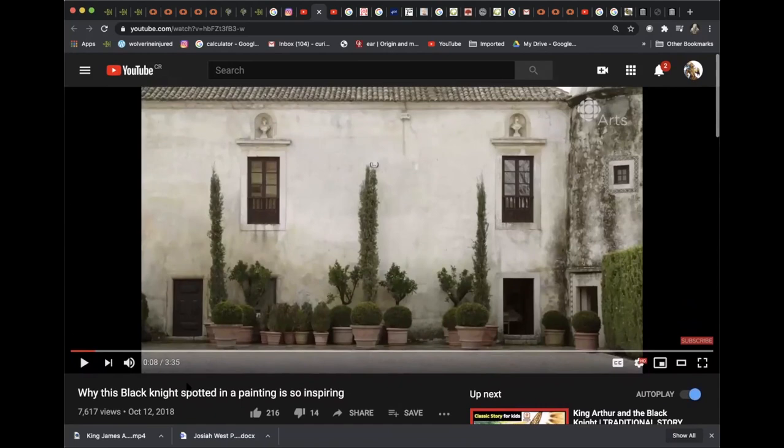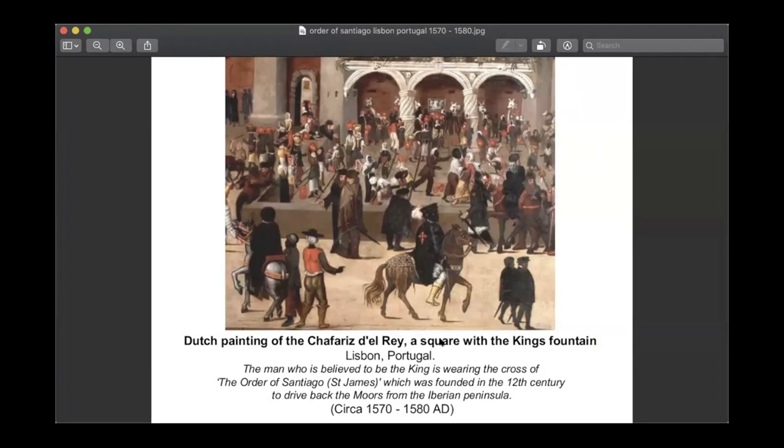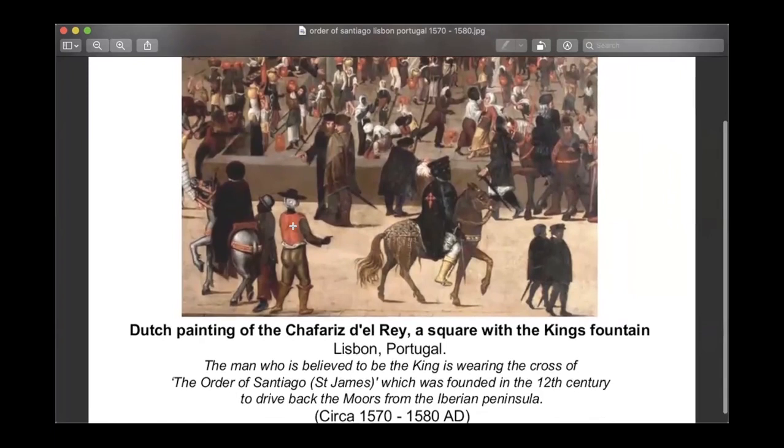All right, so before we start, I actually wanted to show you what they're going to be talking about in this video, which is this painting of around 1570 to 1580 in Lisbon, Portugal. And I'm going to zoom in. First, I'm going to read. It says, Dutch painting of the Chafariz del Rey, a square with the king's fountain, Lisbon, Portugal. The man who is believed to be the king is wearing the cross of the Order of Santiago, St. James, which was founded in the 12th century to drive back the Moors from the Iberian Peninsula.